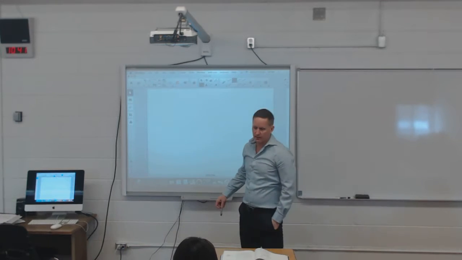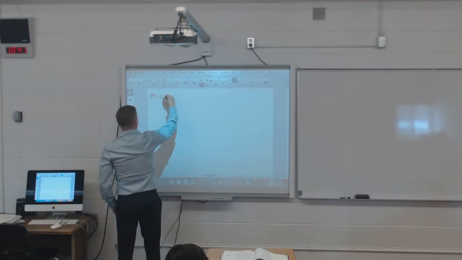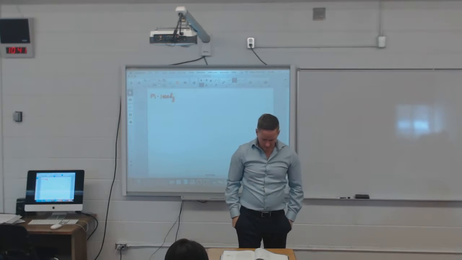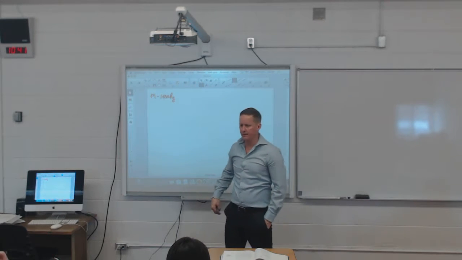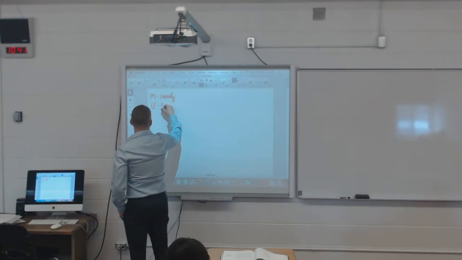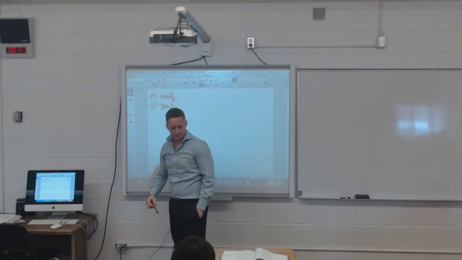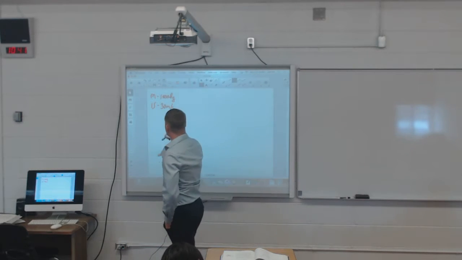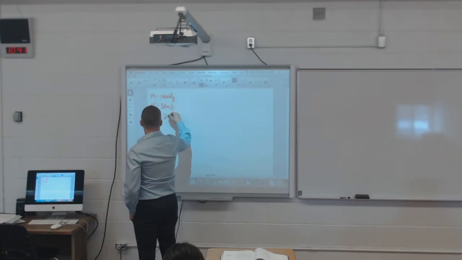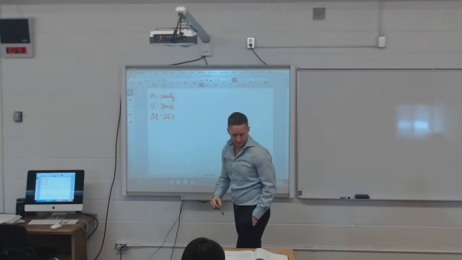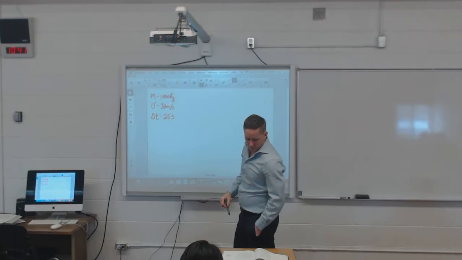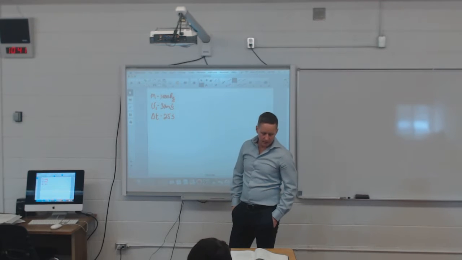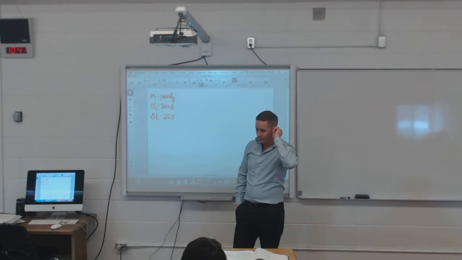A car with a mass of 1,000 kilograms is moving in a straight line at a constant speed of 30 meters per second. It is brought to rest in 25 seconds. What constant force is acting to stop the car?